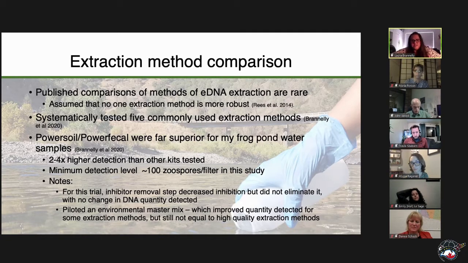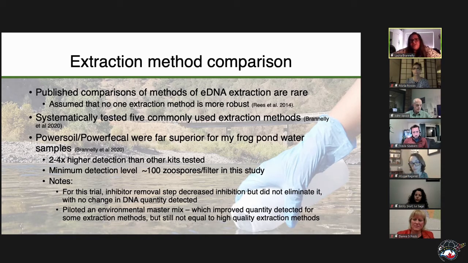One thing to note is that there is an inhibitor removal step that you can add to an extraction method. With the PowerSoil, PowerFecal kit, you don't need to add that because there are basically no inhibitors that mess up your qPCR. But what I did find when I was trialing it with the other methods is that while it does decrease inhibition, it doesn't eliminate it. And for my trial, there was actually no change in DNA quantity detected when you use the inhibitor removal. So based on that information, it seems like you probably need to get a really good extraction method and get rid of your inhibitors at the extraction level instead of trying to fix it after you've already extracted the DNA.